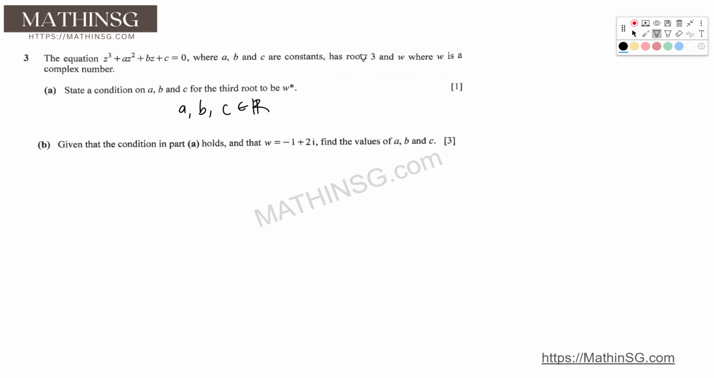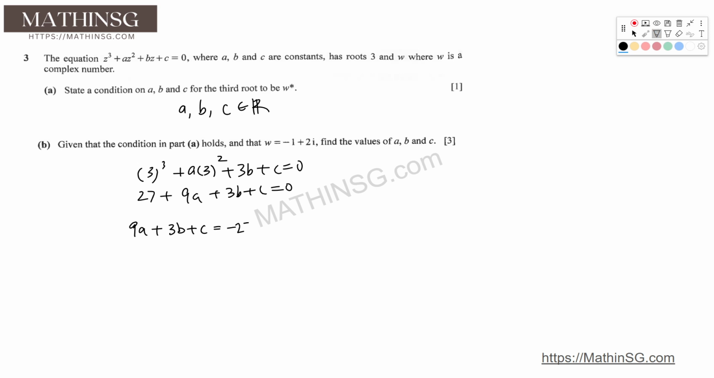So let's first form the first equation. We know that when z equals 3, this equation is satisfied, right? So we know that 3 cubed plus a times 3 squared plus 3b plus c equals 0. So we form the first equation. And we know that we'll use our GC to solve systems of linear equations. So we'll arrange it in the form that is easy for us to type into the calculator. So I put the number 27 to the other side. Okay, and label this as equation 1.